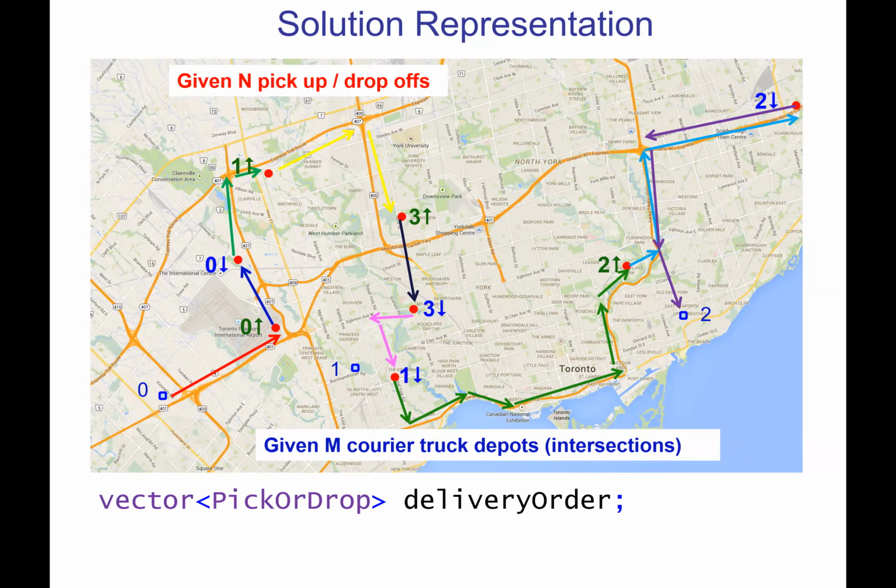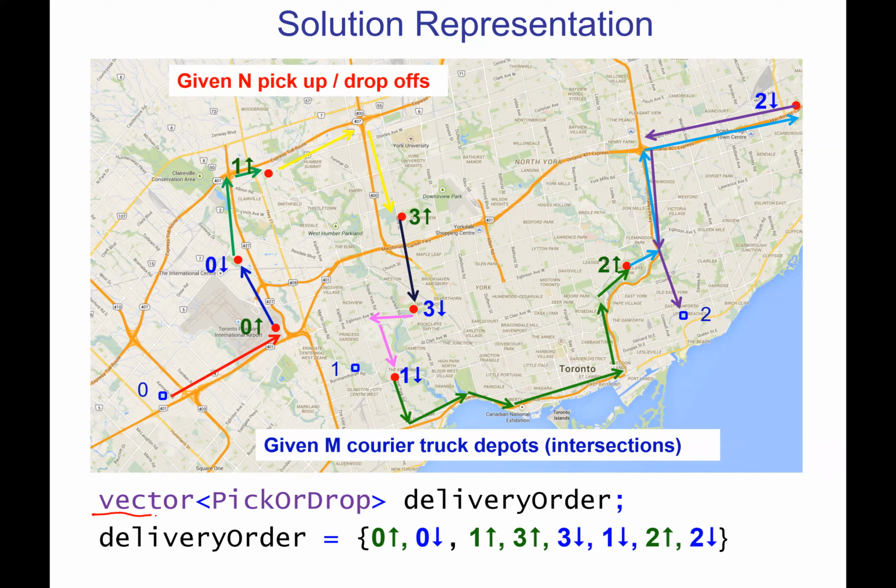Instead of representing the whole travel path, all these street segments, everything, as I'm optimizing, I'm going to make something simpler. I'm going to make a vector, and that vector is going to be of a type I defined. So I'm going to make a structure called pick or drop. And I'm going to make a vector of it, which I'll call delivery order.